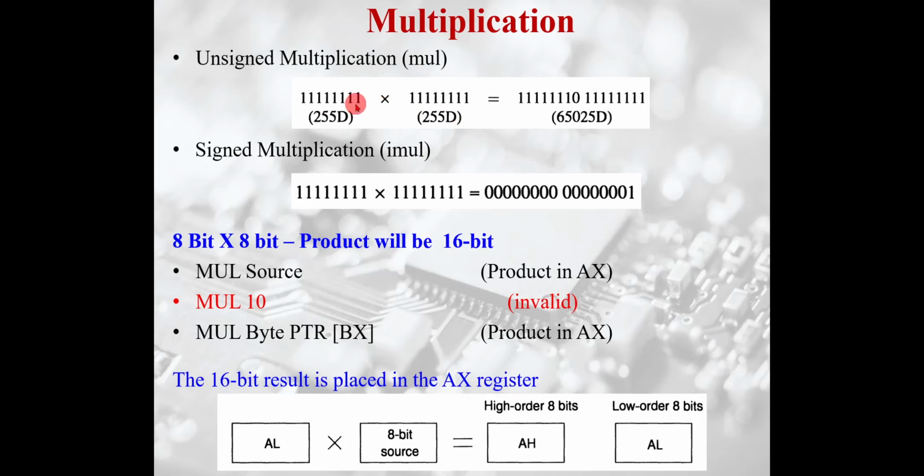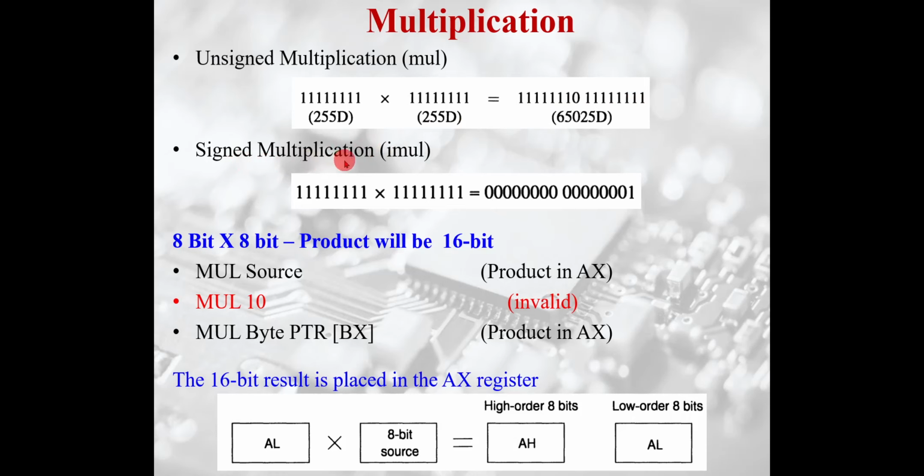This is 255 decimal. It's an 8-bit into 8-bit multiplication. I am getting 16-bit data, which is 65025 in decimal. This is how it's represented in binary. So hardware needs to be implemented which will give these results. But if it is a signed multiplication, right?